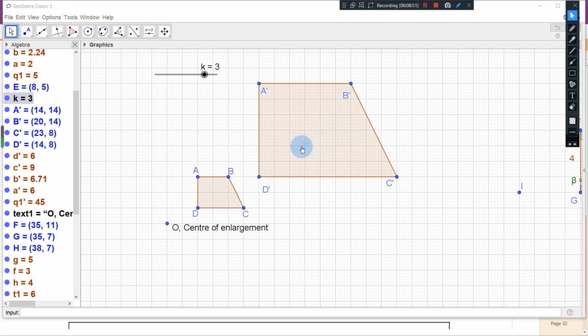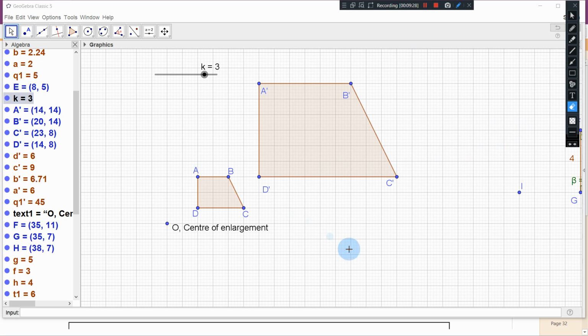Okay, so how about if the question gives us the object and the center of enlargement and also the scale factor, and asks us to draw the image of an enlargement? How do we draw the image? It's actually very easy. First, we need to remember this: go to the right-hand side, positive. Go to the left-hand side, negative. Go up, positive. Go down, negative. So we can actually use the L shape to help us determine the image of a vertex.